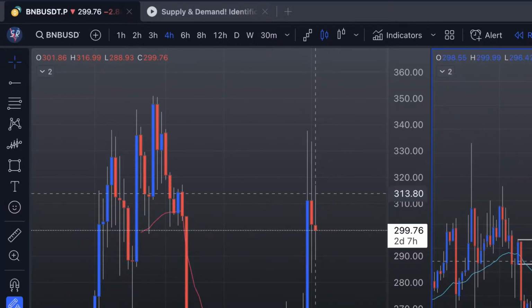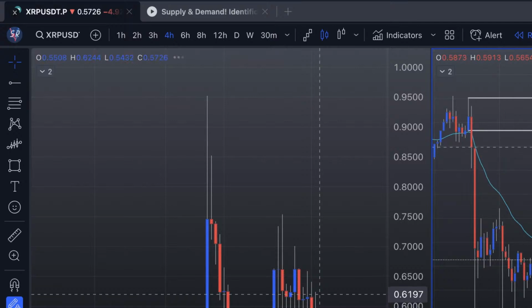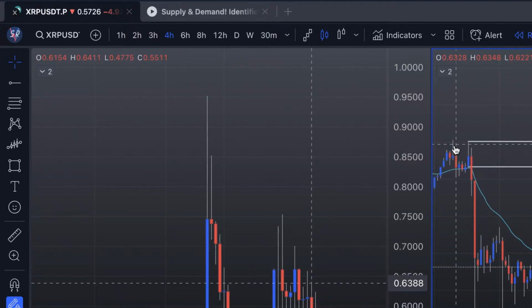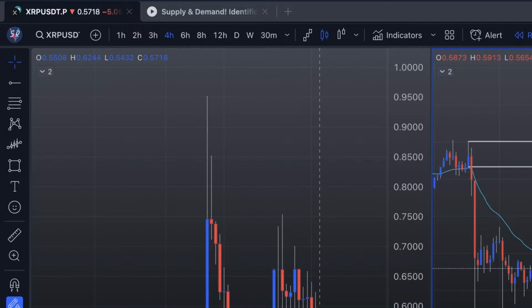Binance coin, beautiful. Came right up into supply here, selling off. Let's see if this demand holds. Ripple, ripped right up into supply. Just missed it, sold off.